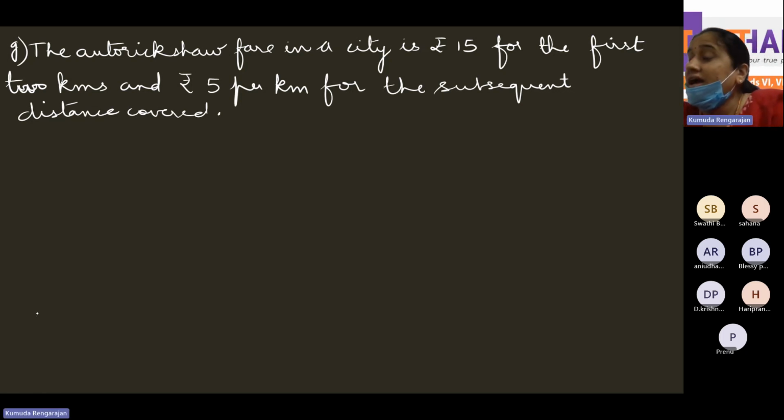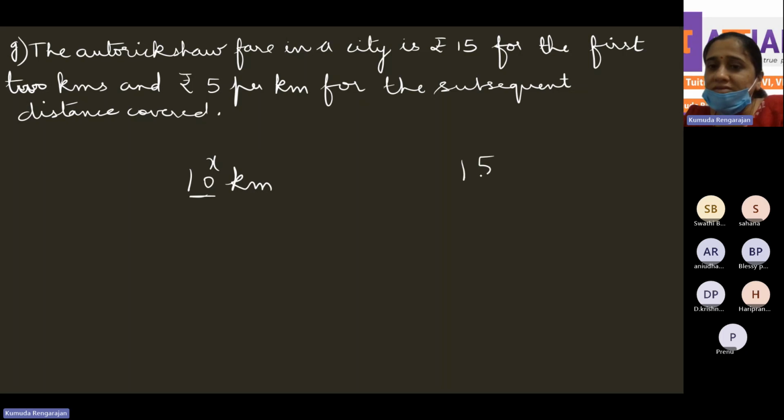X is the distance and Y is the total fare. See here, just take an example. Now, supposing you cover 10 kilometers. You don't know it is 10 kilometers, so you will call this X. So it is 15 rupees for the first 2 kilometers, then X minus 2 into 5 for the remaining distance.